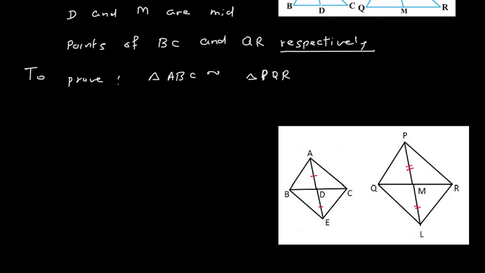So when diagonals bisect each other, then what do you say? That the quadrilateral is what? Is it a parallelogram? Yes, it is a parallelogram, right? When the diagonals bisect each other, then the quadrilateral is a parallelogram. So these two quadrilaterals ABEC and PQLR will be parallelograms. Now the property of a parallelogram is that opposite sides are equal. So AC is equal to BE, we can say, and PR is equal to QL, we can say.